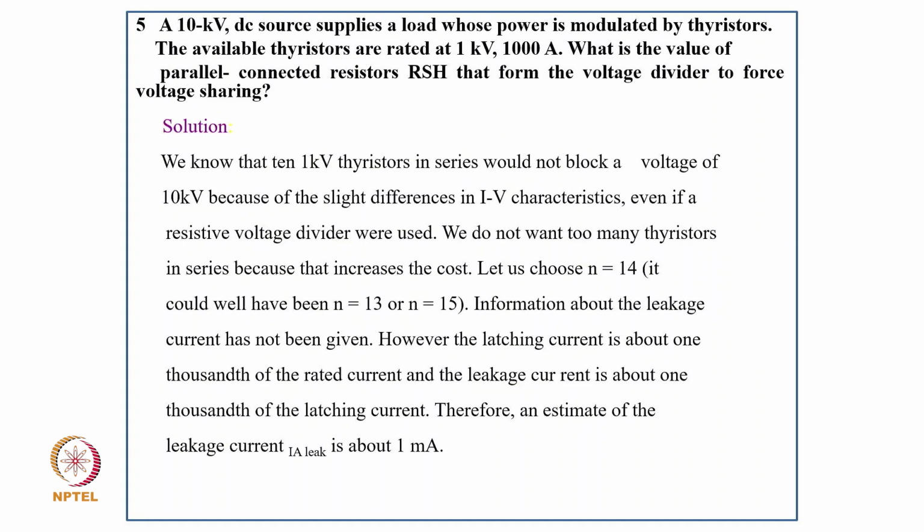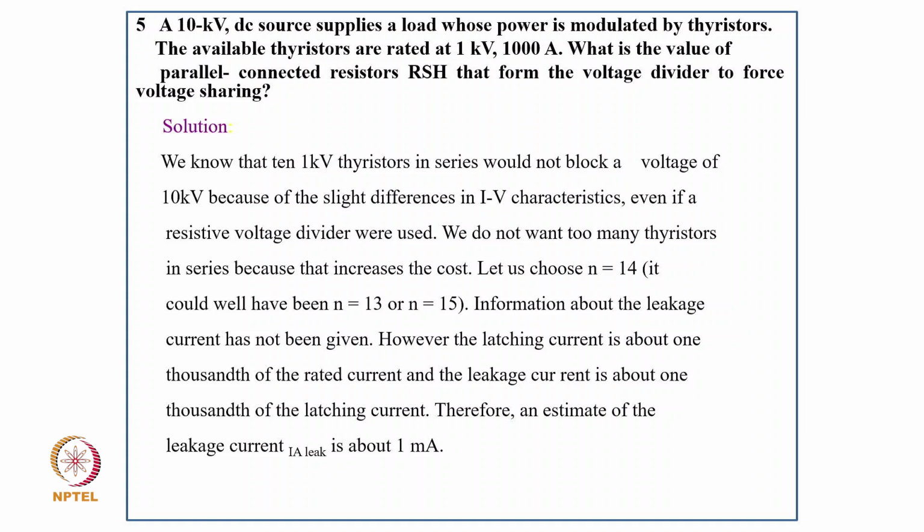Coming to numerical problem 5, a 10 kilovolt DC source supplies a load whose power is modulated by thyristor. So available thyristors are rated at 1 kilovolt and 1000 ampere. What is the value of the parallel connected resistors RSH to form the voltage divider for the voltage sharing? So we know that 1 kilovolt thyristors in series will not block a voltage of 10 kilovolt because of the slight difference in IV characteristics.